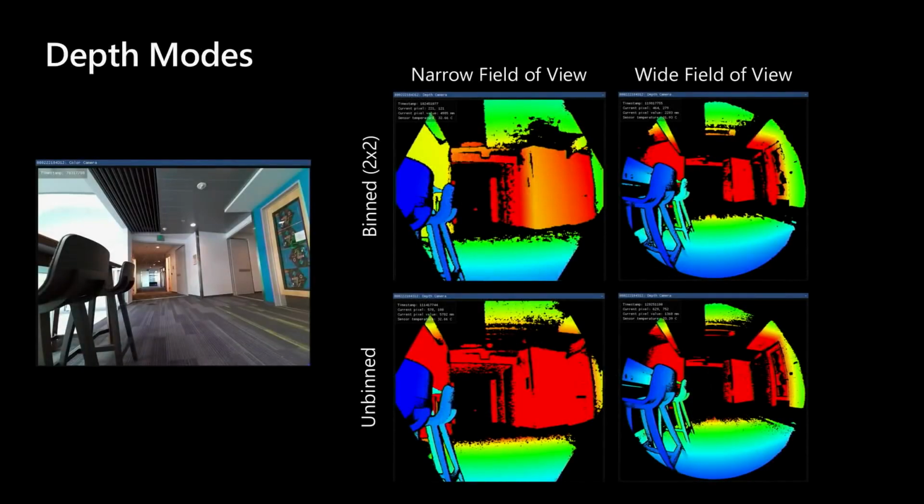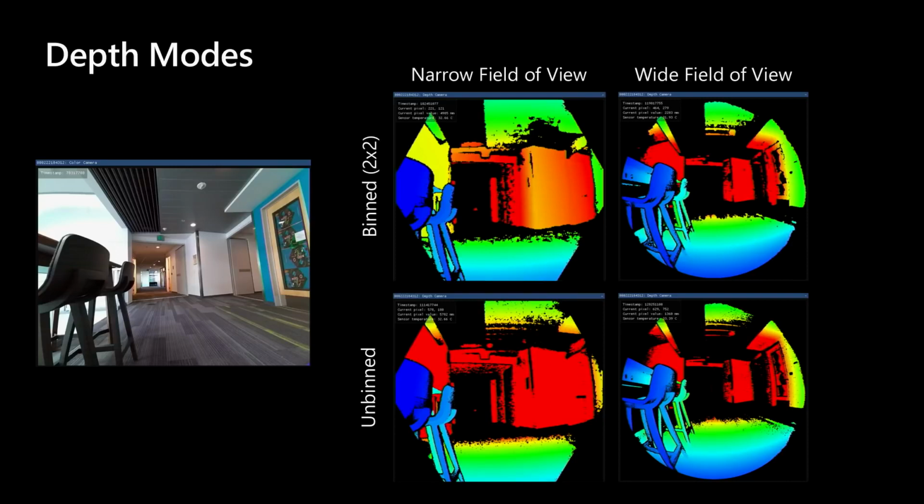Here's a scene that I captured in our hallway in our office. So on the left, you can see the color image of what that scene looks like. And on the right, I have 4 images in a grid that show you the different depth modes of the camera. On the left side, you'll see the narrow field of view images. In there, we have both the binned and unbinned narrow field of view. So you notice it has the hexagonal shape if you're in this narrow field of view.